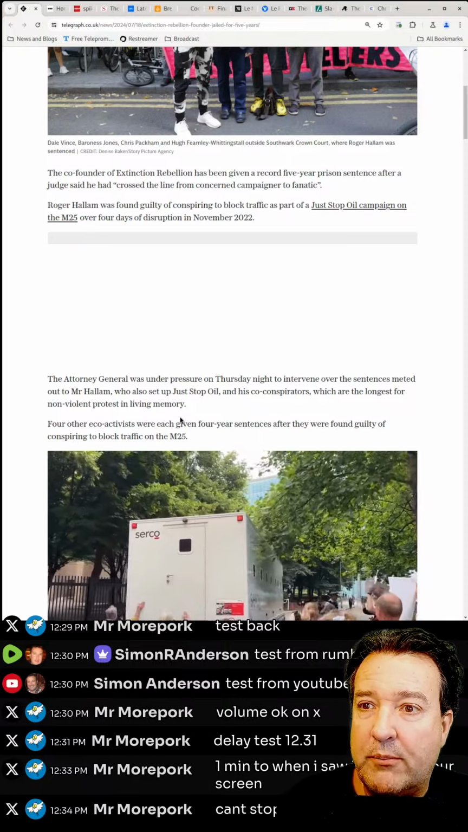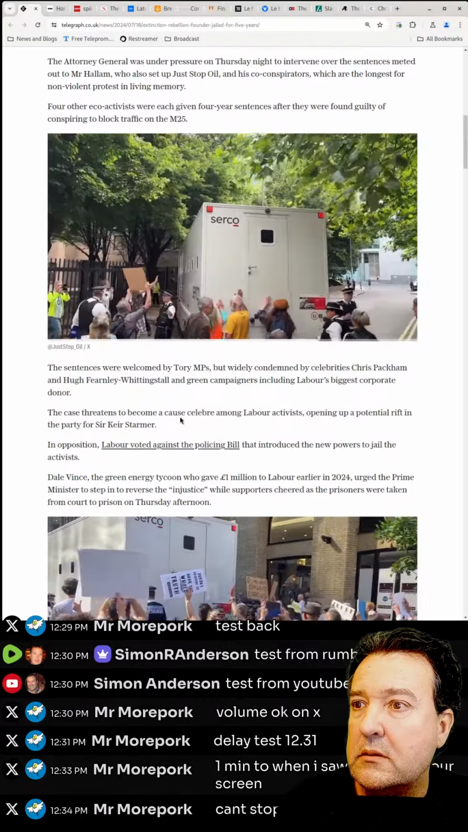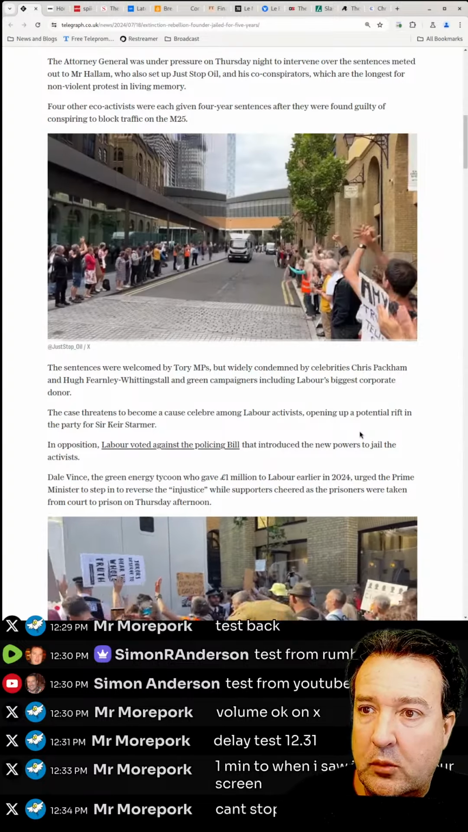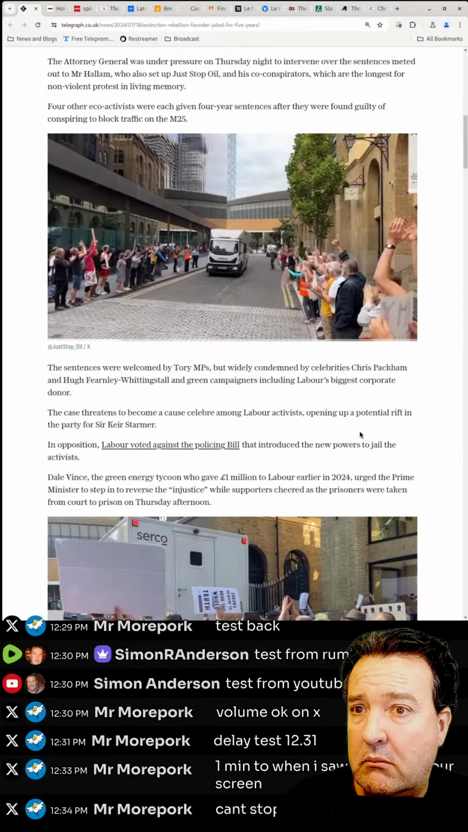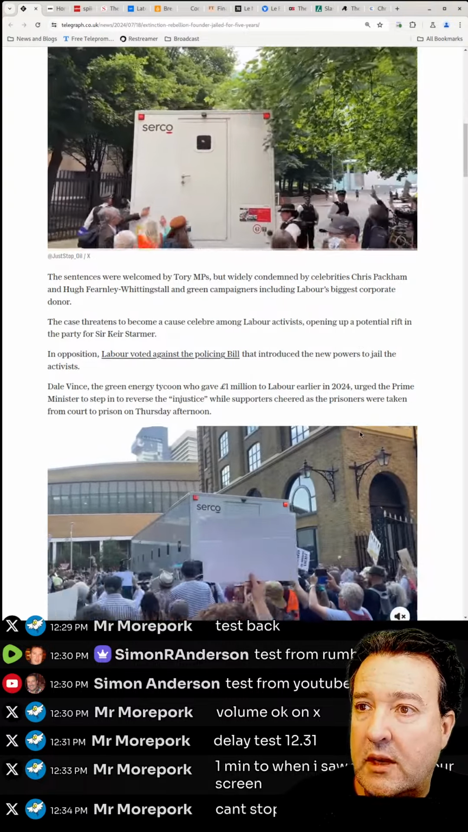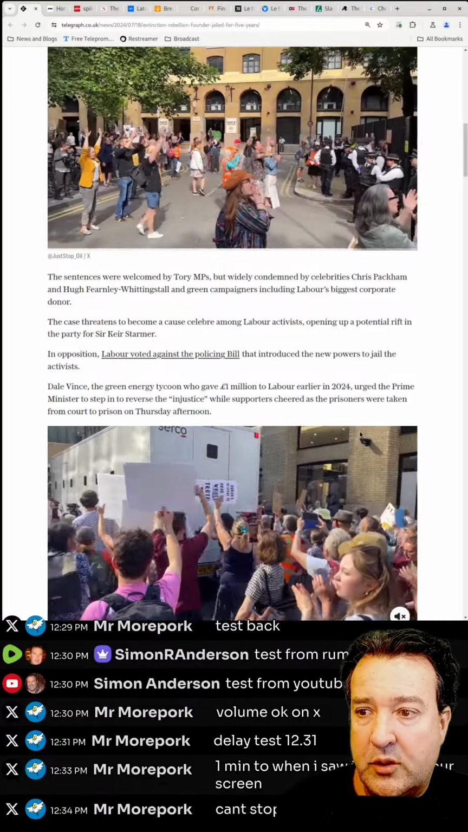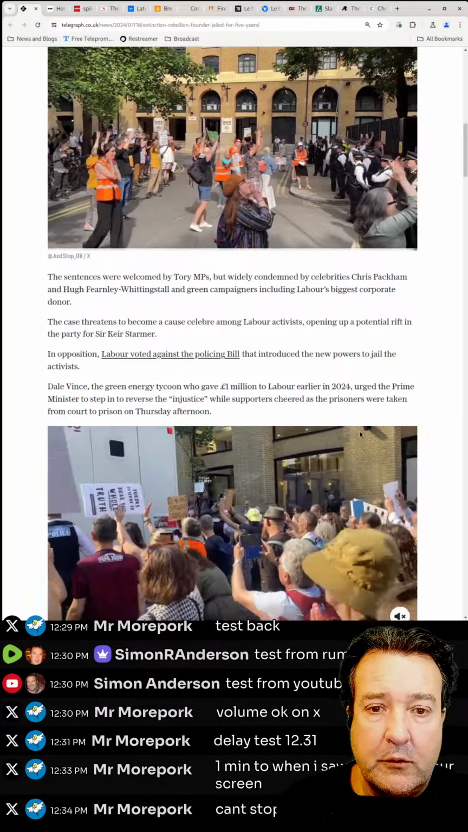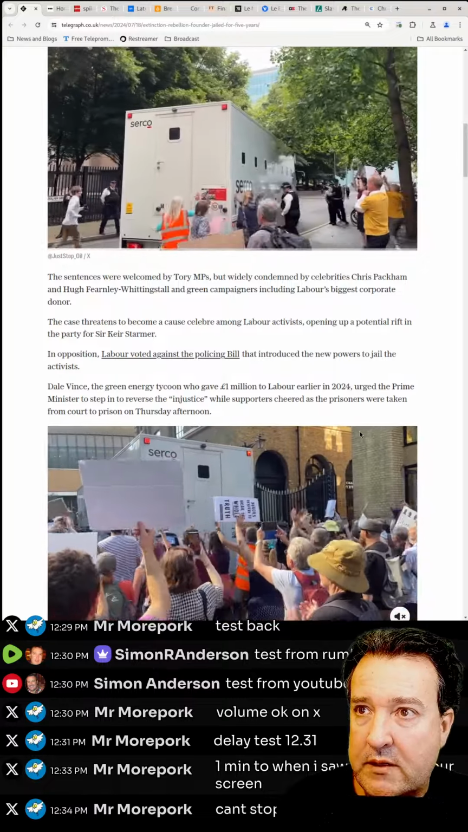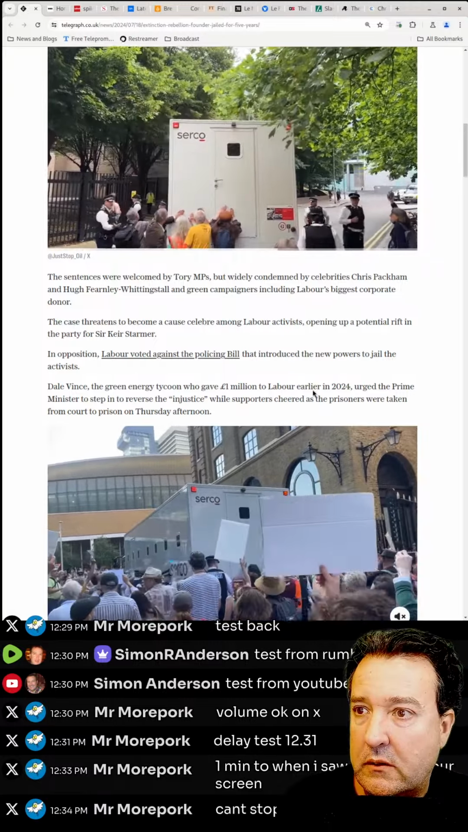The longest non-violent protest prison sentences in living memory. Good. Should be longer. I think he got 5 years. Widely condemned by celebrities. Chris Packham, never heard of him. Hugh Fearnley-Whittingstall, never heard of him either. The case threatens to become a cause celebre among Labour activists, opening up a potential rift within the party for Keir Starmer. That's always going to be the case. You know, the Labour Party faithful, those few people in the United Kingdom, Labour's never going to be as far left as they want them to be, and they're never going to be centrist enough for the rest of the British public, I don't think.